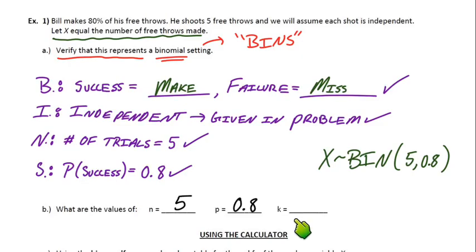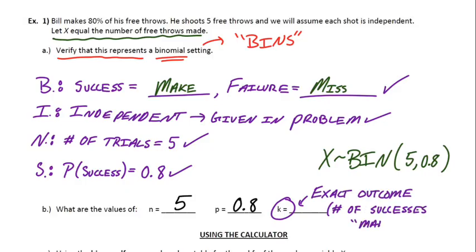Now, what the heck is K? Well, if you use your calculator or if you use the formula on the formula sheet for a binomial random variable, K is sort of this exact outcome, and it tells us the number of successes, or in this case, the number of makes that are desired. For example, if I ask you what's the probability that Bill makes exactly 3 free throws, K would be 3. But more on that in just a second.